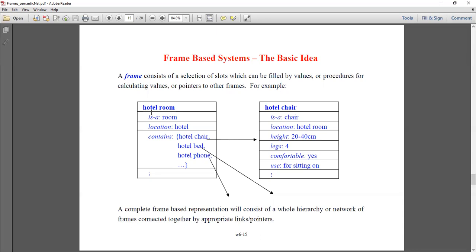For example, a hotel room can be described as: hotel room is a room, location hotel, contains hotel chair, hotel bed, hotel phone. Now see, this itself contains a separate frame, that is hotel chair. So how is the hotel chair frame going to be described? Is a chair, location is hotel room, height is 20-40 centimeter, legs 4, comfortable yes, use for sitting. So over here you can see a frame is a collection of slots and it can contain frames also.